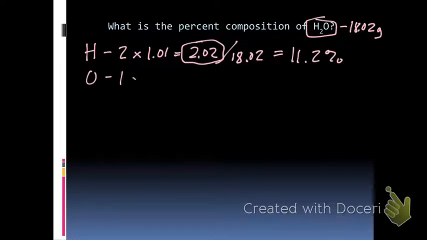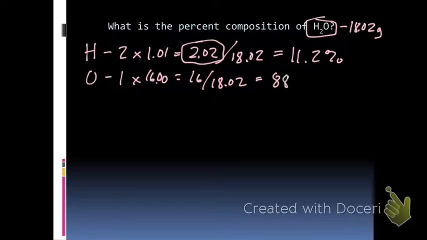Oxygen, there's only one oxygen. Mass is 16.00 grams. So 16 divided by 18.02 gives you 88.8%.